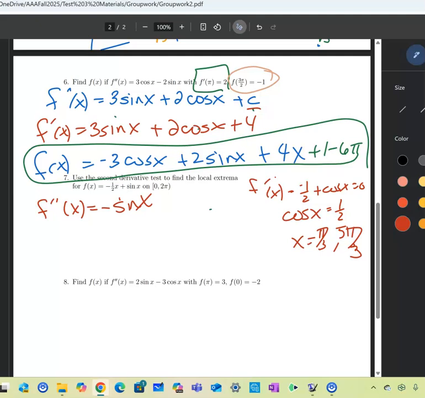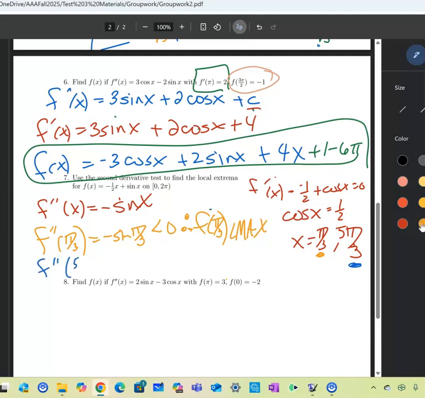Okay, so now I'm going to put these values in here. So f double prime of pi over 3 is negative sine of pi over 3. That's going to be a negative number. So that means f of pi over 3 is a local max because it's cupped down. And I'm going to try that critical number, and I get f double prime of 5 pi over 3 is negative sine of 5 pi over 3. That will be a negative, that's a positive. So that means f of 5 pi over 3 is a local minimum.